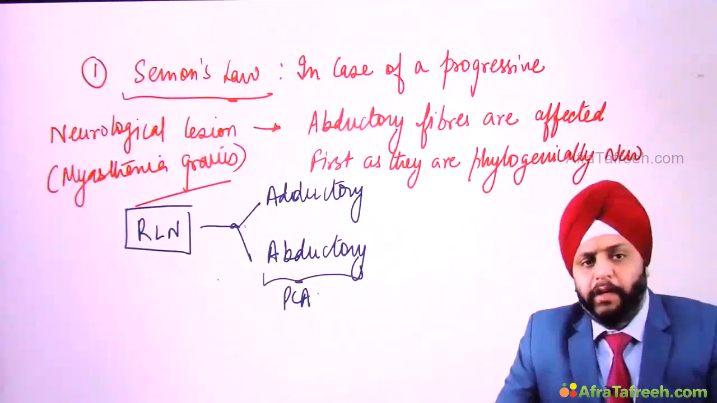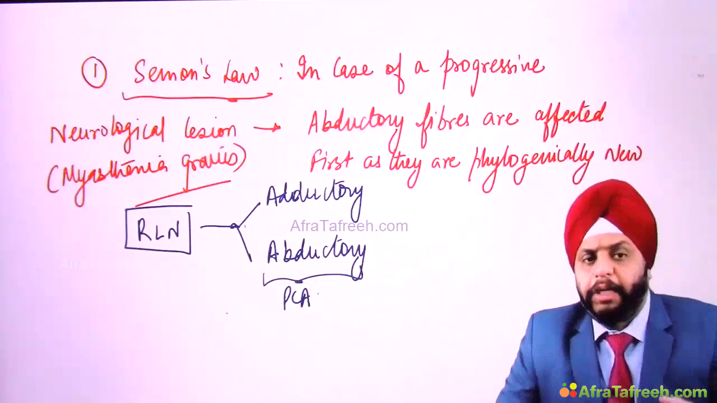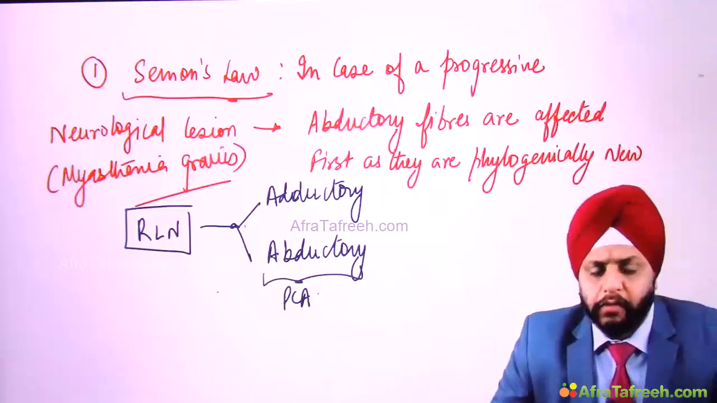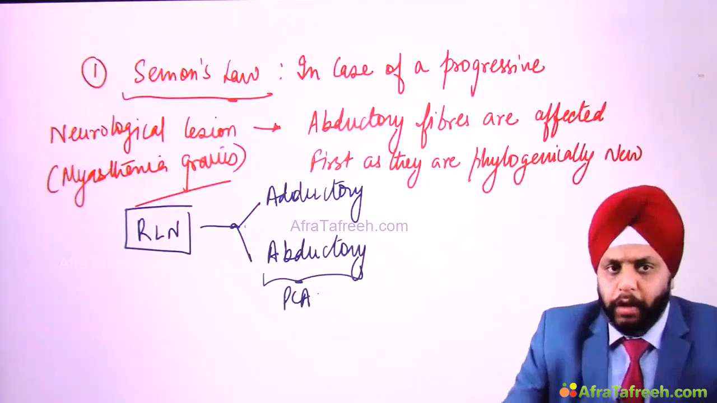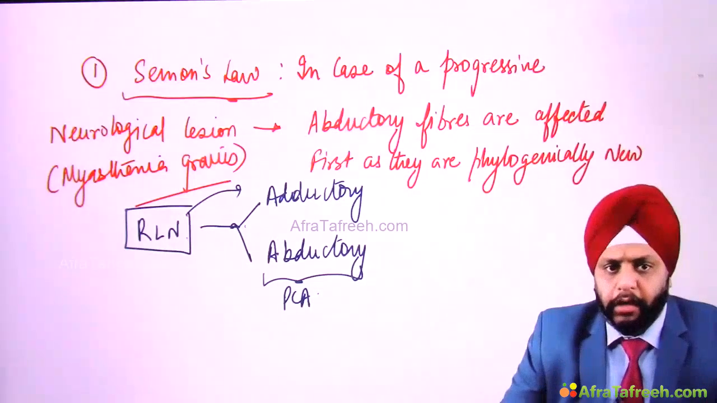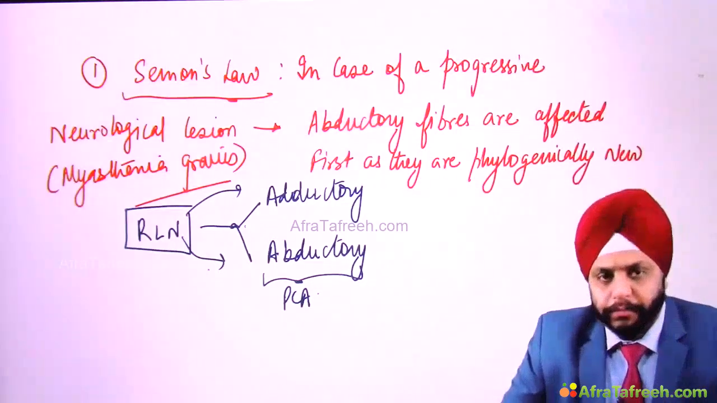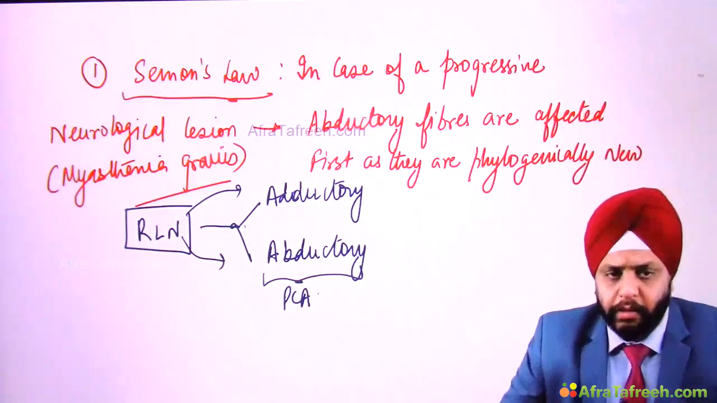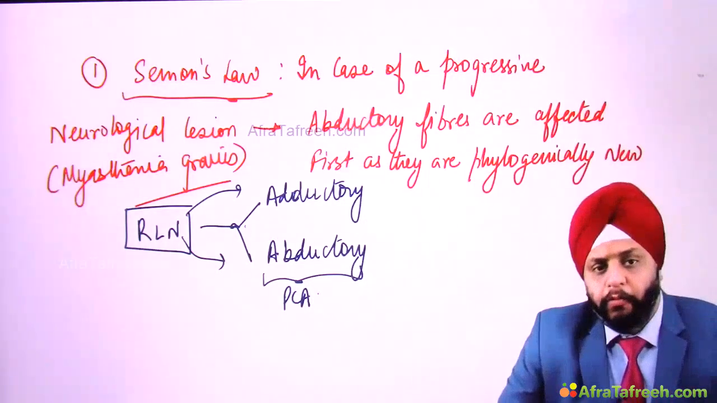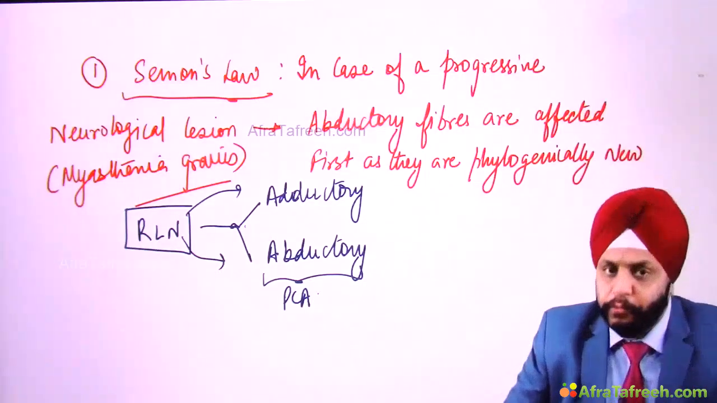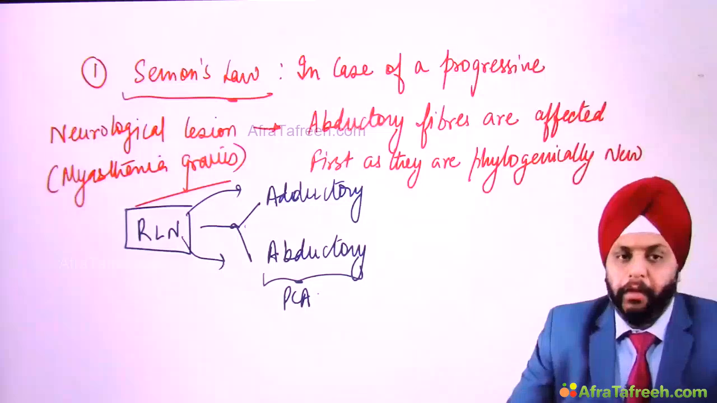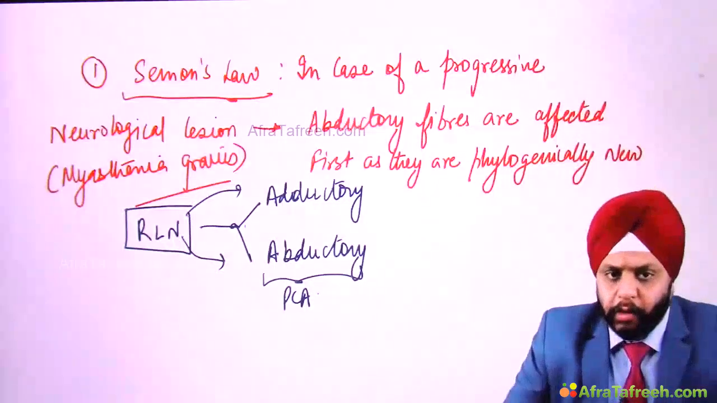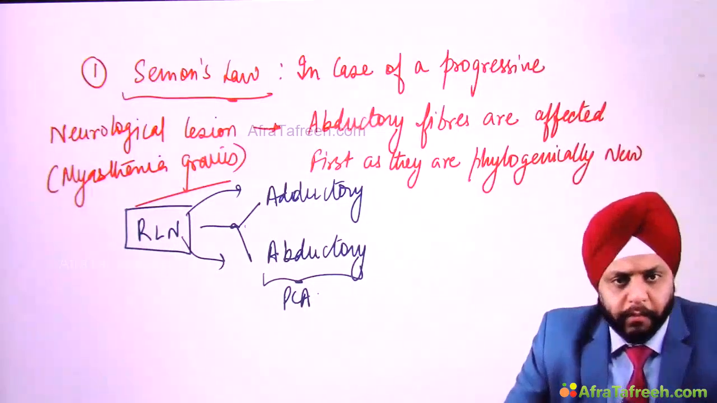So Siemens gave this hypothesis that maybe the recurrent laryngeal nerve has two kinds of nerve fibers. One fibers cause adduction and the other fibers cause abduction. So that was the first hypothesis in this law, which we cannot prove, but we cannot even disprove.